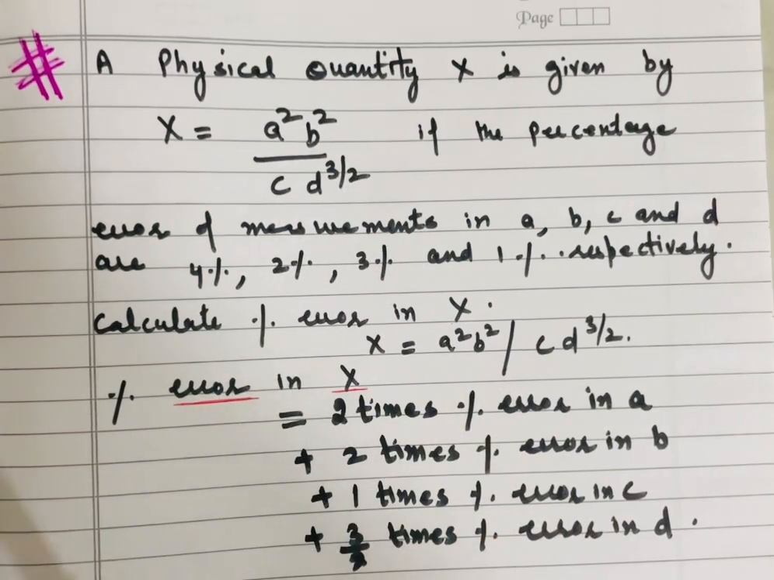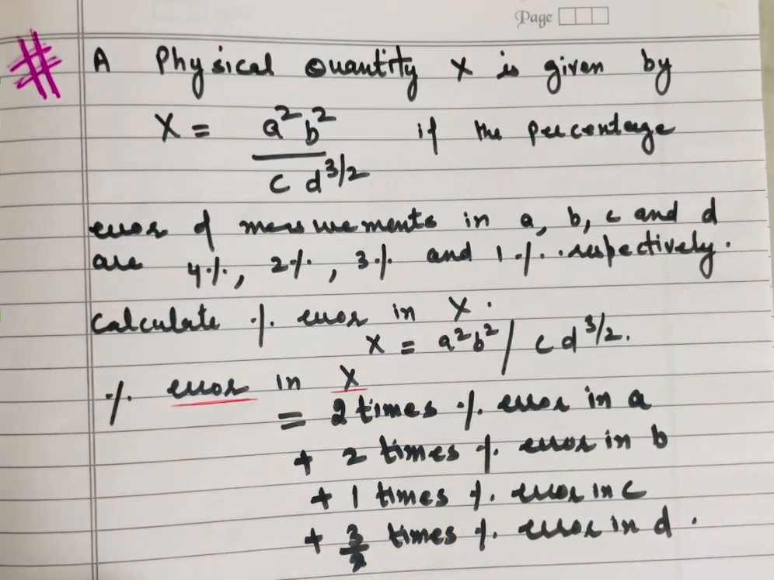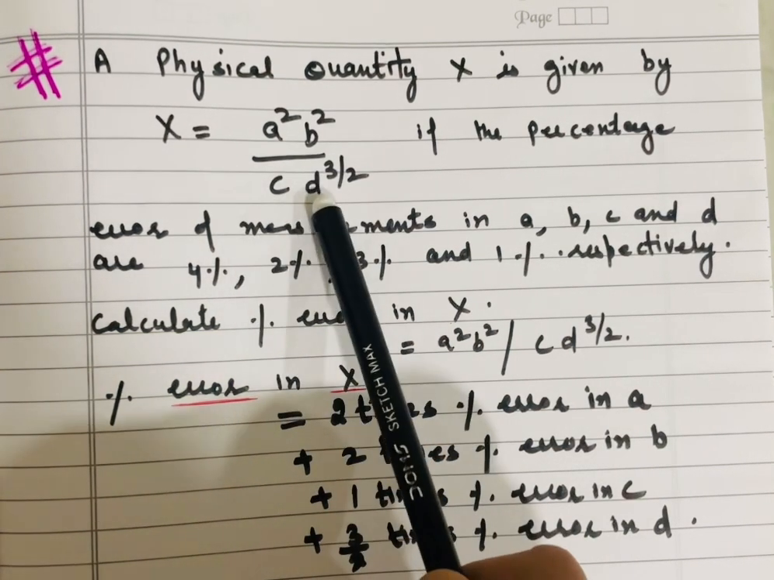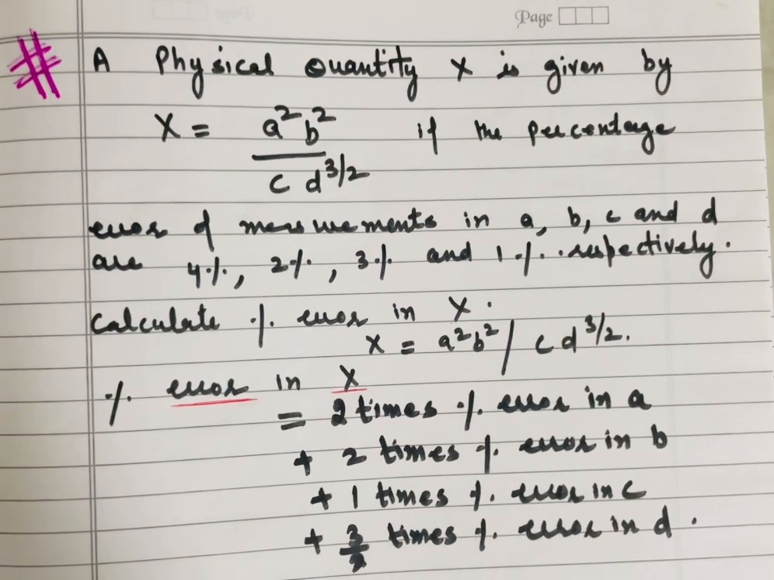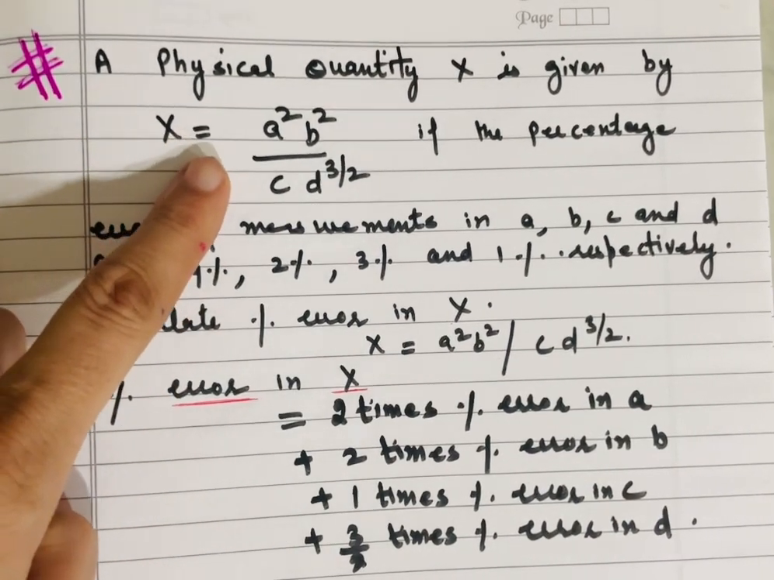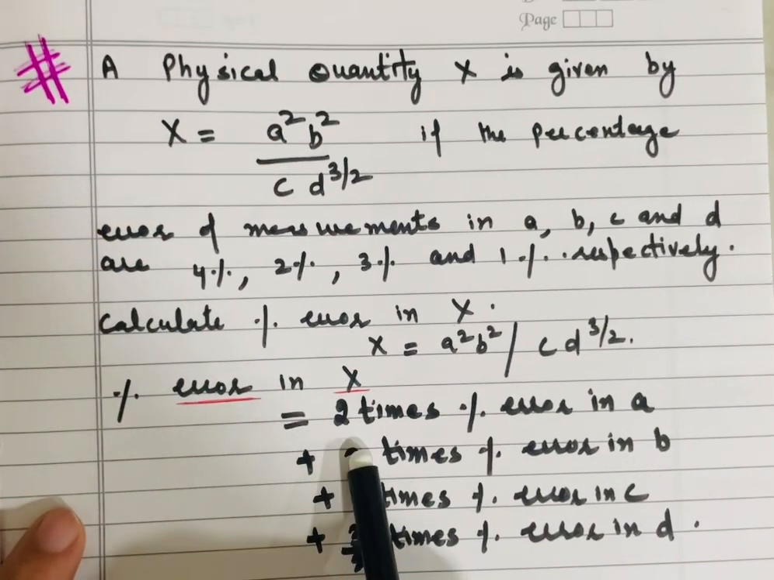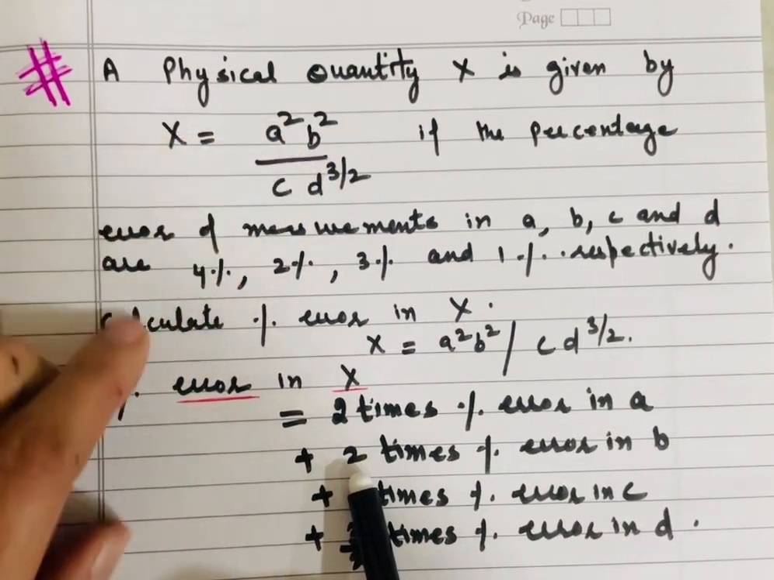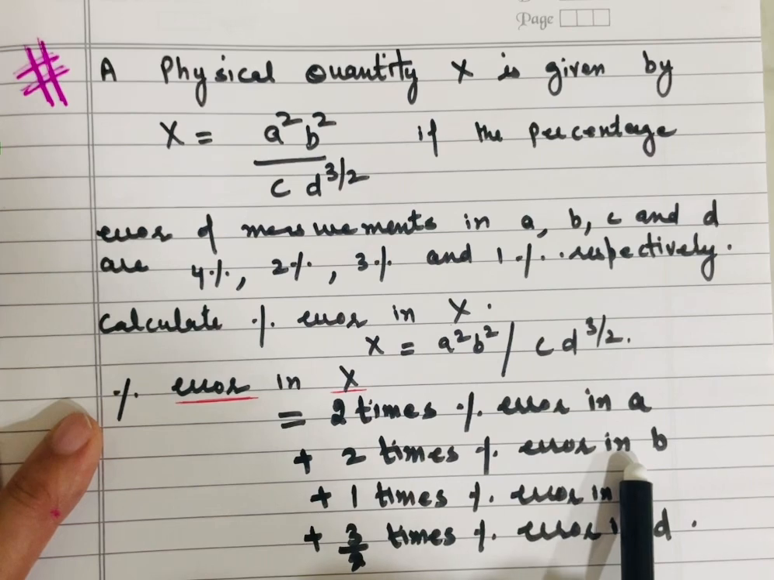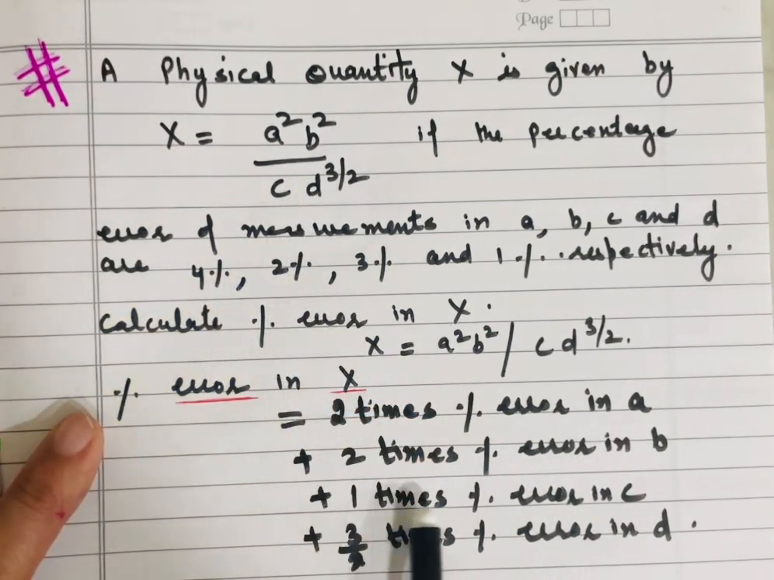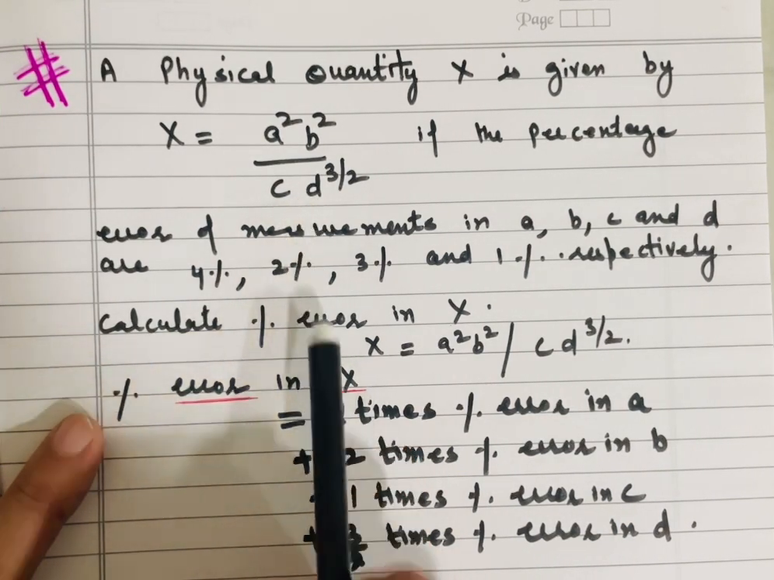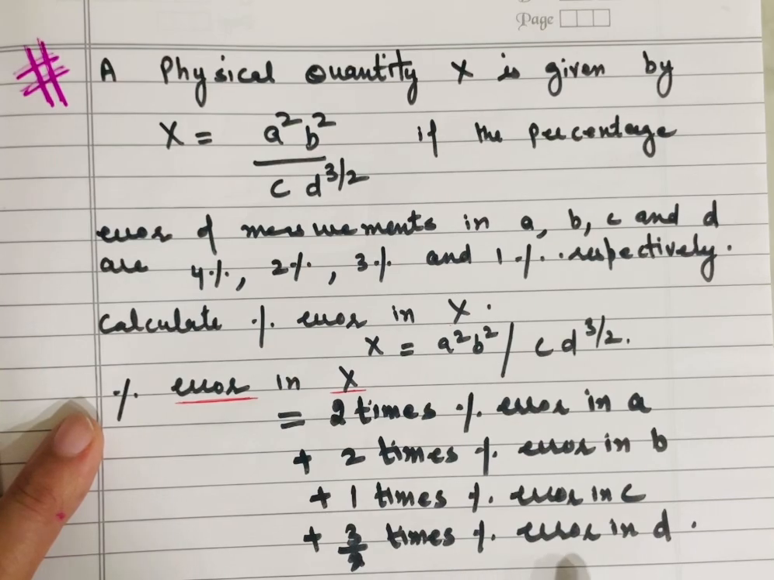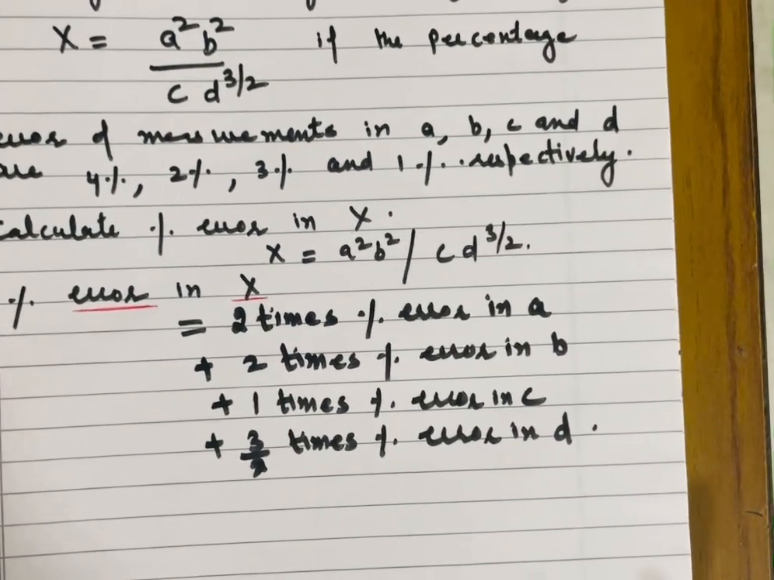So this is a numerical problem based on the propagation of error, when the result is in the form of powers. So we use that formula. According to that formula, the percentage error in X will be equal to the power of A, which is 2, times the percentage error in A, plus the power of B, which is 2, times the percentage error in B, plus the power of C, which is 1, times the percentage error in C, then plus the power of D, which is 3 by 2, times the percentage error in D. Clear? So we are using that formula.